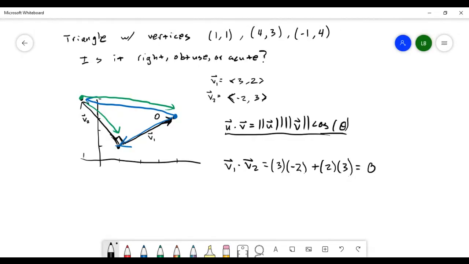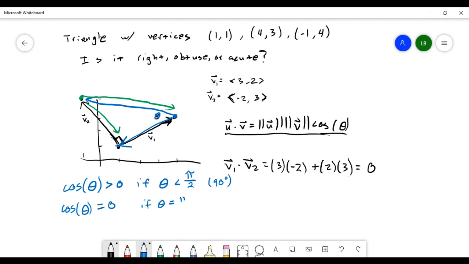It's a lot faster to determine the angle between these two vectors. Because if you'll recall, the cosine of theta is bigger than 0 if theta is smaller than pi over 2, which is 90 degrees. And that would tell us that it has the potential to be an acute triangle. The cosine of theta is equal to 0 if theta is exactly equal to pi over 2. So that would tell us that, like we had in this case, we have a right triangle.